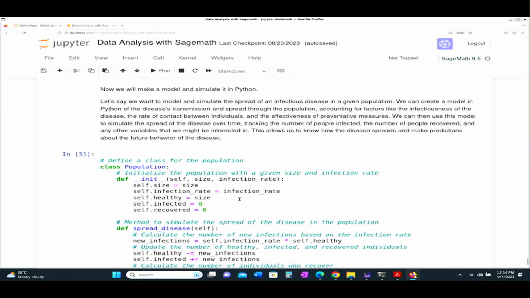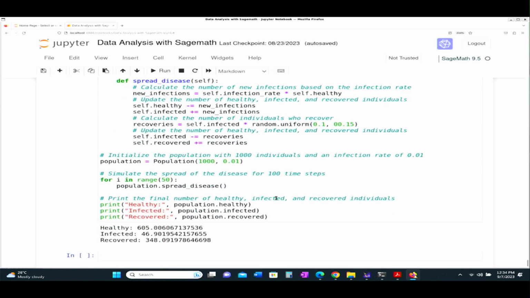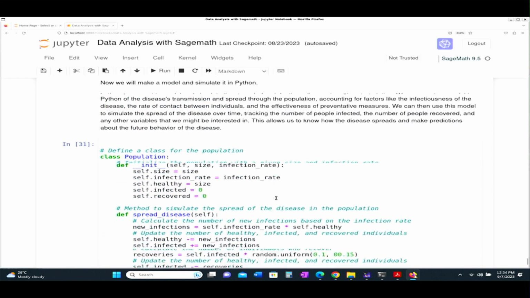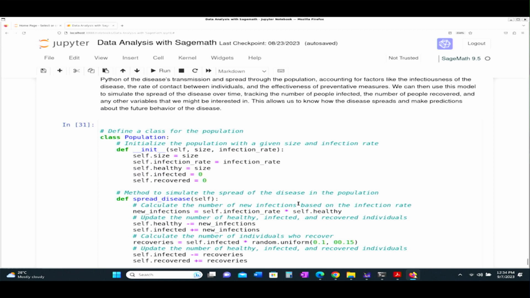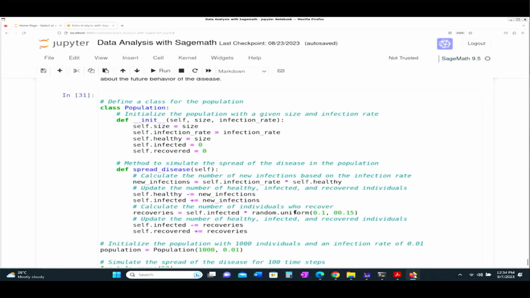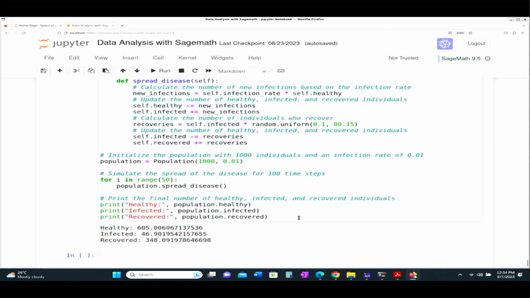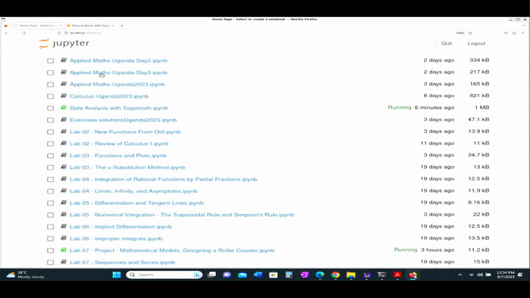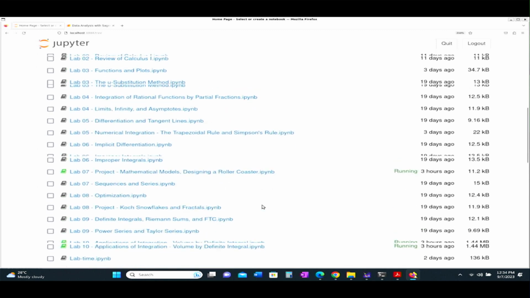So let's go into the population example. This is a very, very simple code. If you have data and you want to know in a population how many are healthy, how many are infected, how many are recovered, you can use this code to quickly bring them out. But it's a pity we can't go into all of that. Now, there's something else I want to show you because we don't have time and I want us to focus on our project.